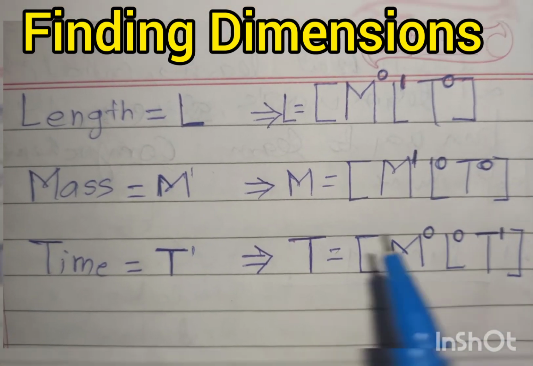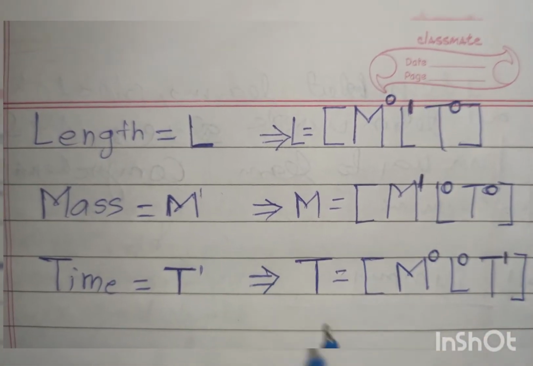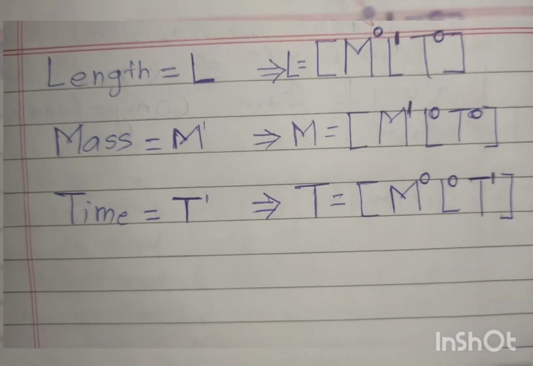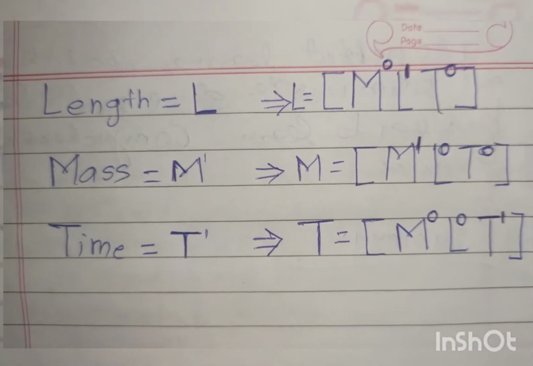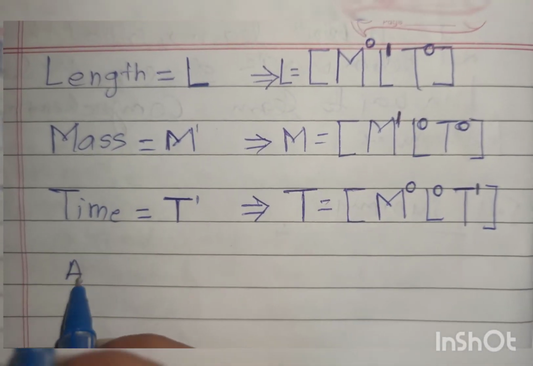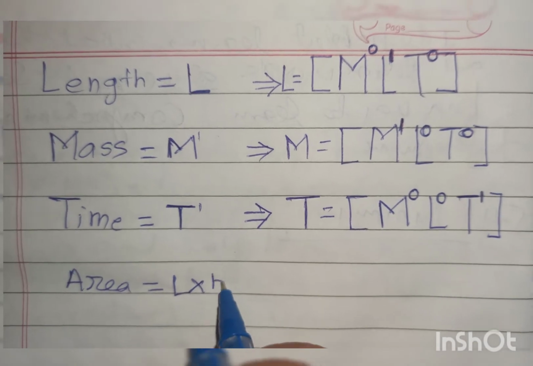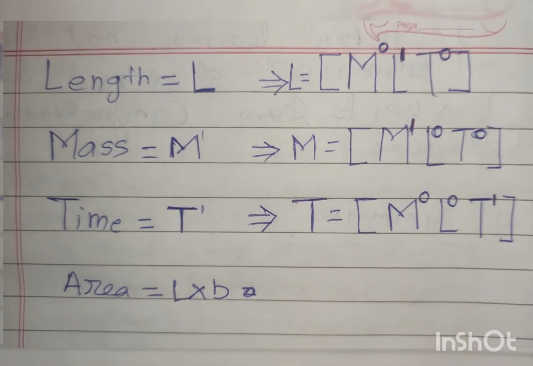Okay, since we understood how to find the dimension of length, mass, and time as reflected here, let's try a little higher physical quantities. Let's begin with, say, area. Okay, let's go to area. How do we find area? Very simple, we say length into breadth. Okay, right, so we'll take it down.